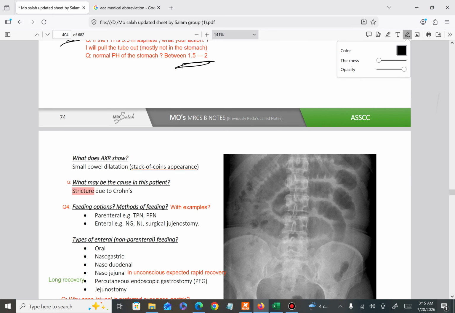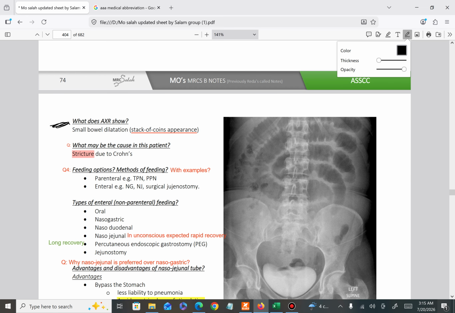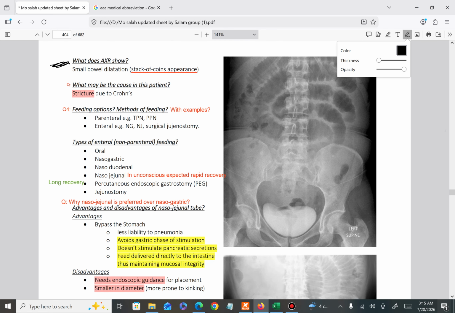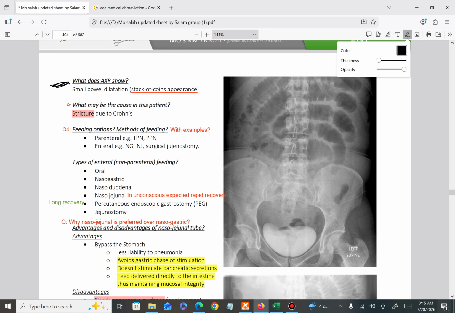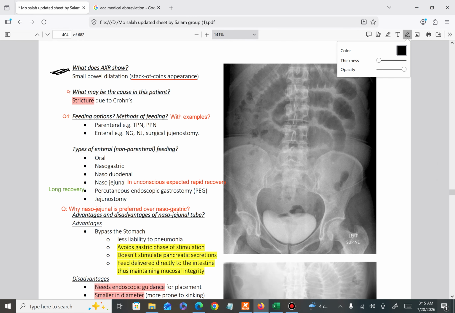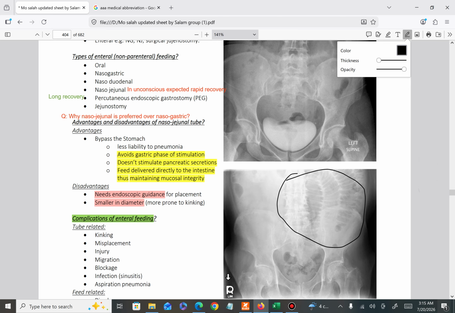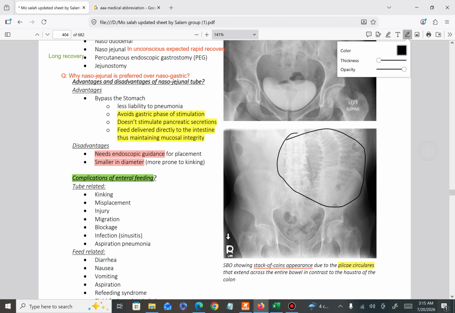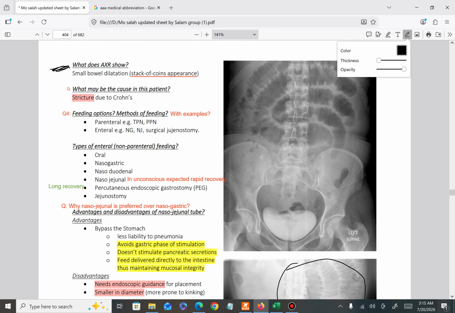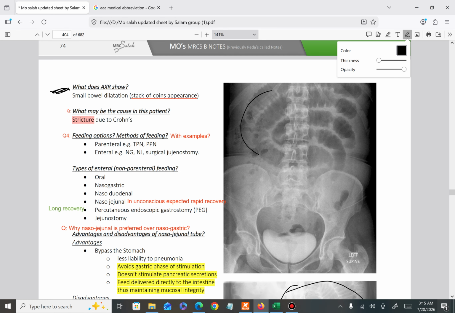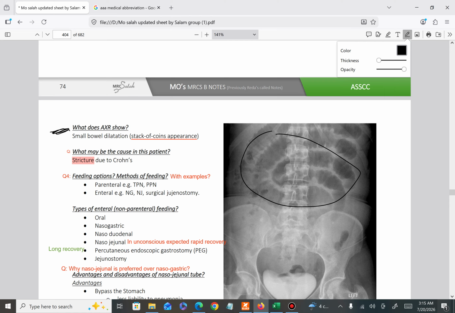Then the other question is, what does the abdominal X-ray show? So this is the abdominal X-ray. You can see this is the small bowel. In this X-ray also there is small bowel, and it shows the stack of coins appearance, which is confirmatory for small bowel obstruction. So the abdominal X-ray shows small bowel dilatation, stack of coins appearance.